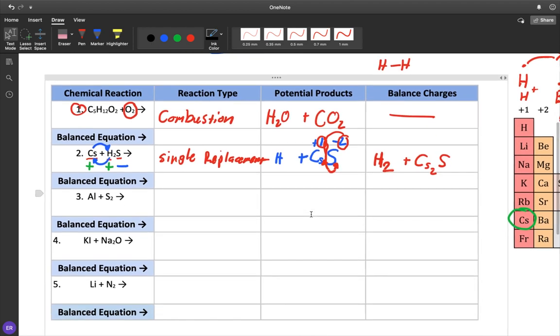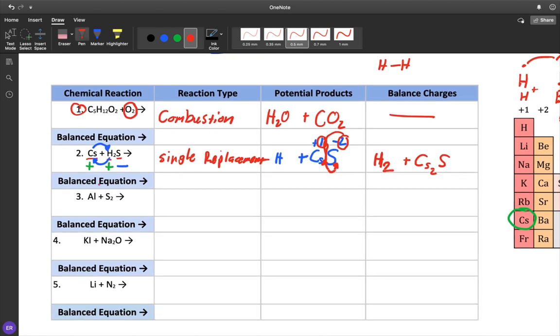So then eventually when you are balancing equations, you're going to put your reactants, which is Cs plus H2S, reacts to combine to form H2 plus Cs2S. And then from here, you work on balancing the equation. Okay, but I'll work on a balancing problem afterwards. All right, so the next one.